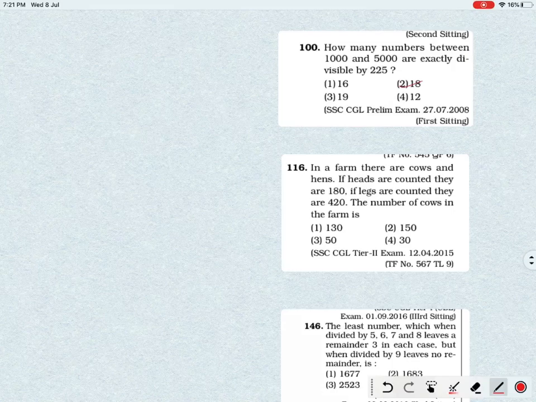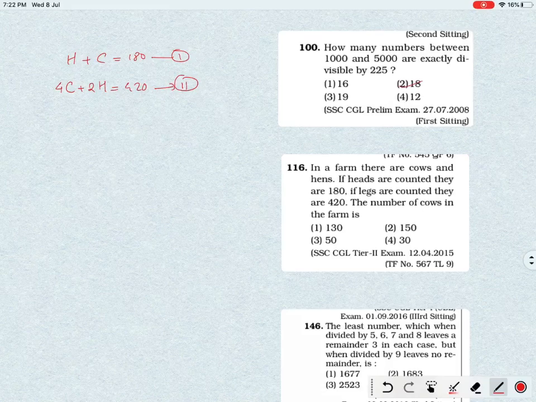Okay, so number of cows, heads are counted. So heads will be, cows have one head, hens also have one head. So cow plus hen is equal to 180. It is given, equation 1. And then the next equation will be cows have 4 legs and hens have 2 legs is equal to 420. We just need to solve these 2 equations and you will get the answer.